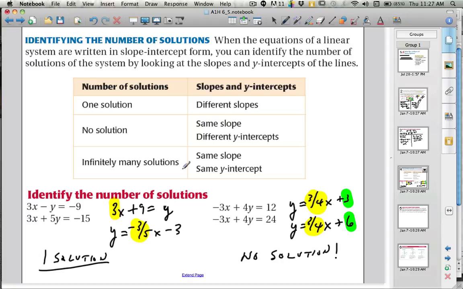Okay, and I've already shown you what it looks like when I have the same equation. These become infinitely many solutions. These both become exactly the same equation.